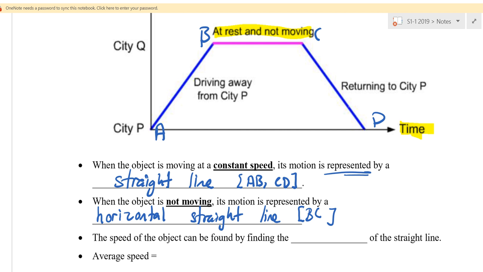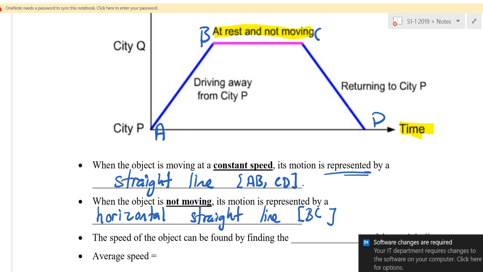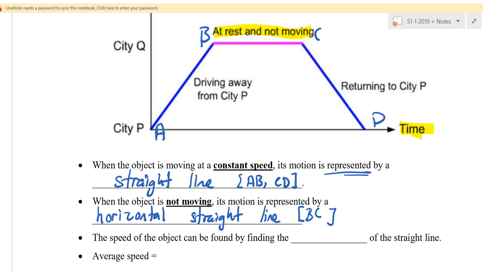Okay. Now, what about the last one? It says that the speed of the object can be found by finding the what of the straight line? The gradient of the straight line.